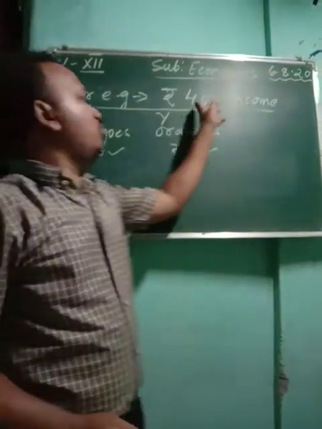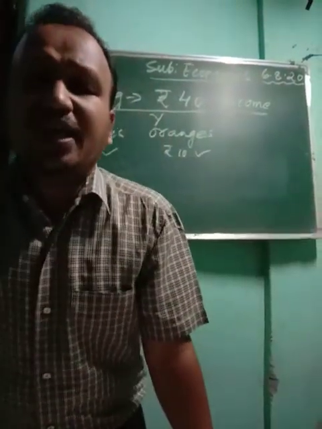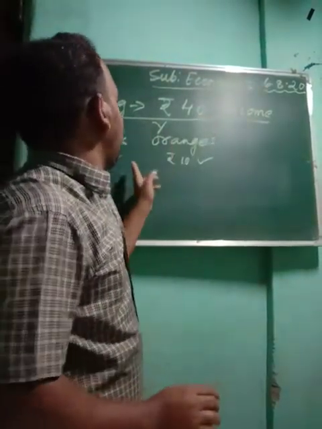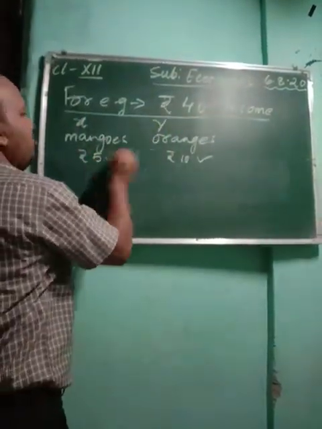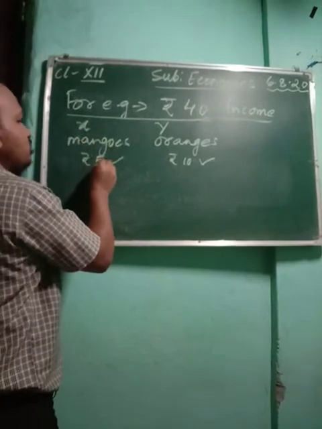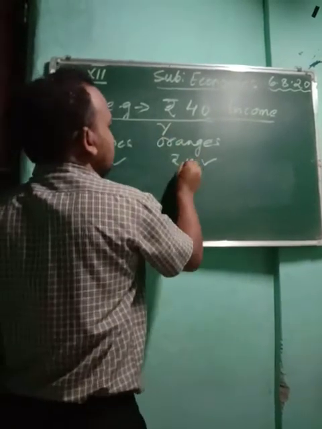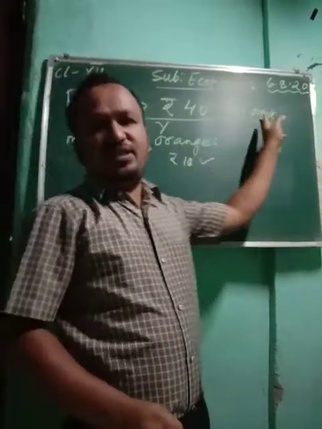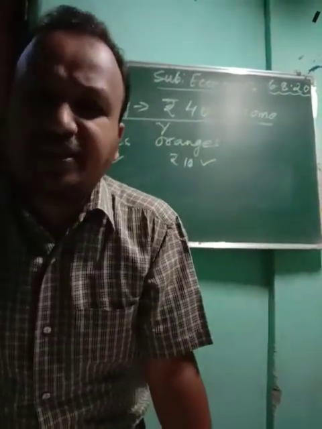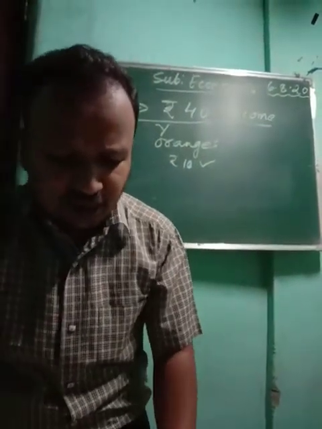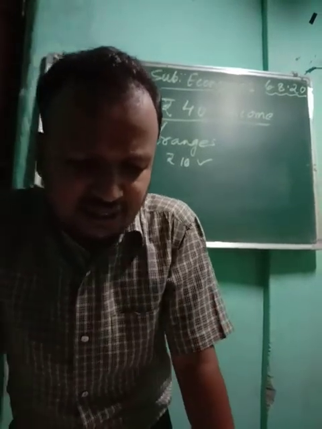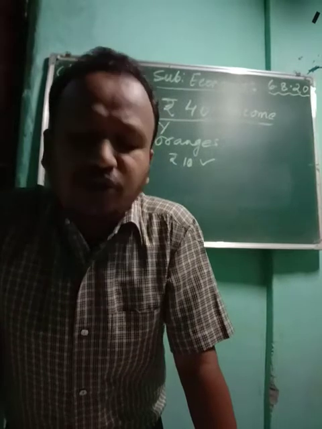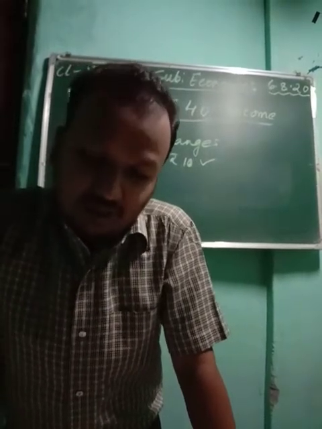Now what is the amount he has? He has 40 rupees, and he has to spend 40 rupees to buy both the commodities. Mango costs 5 rupees, orange costs 10 rupees. So he cannot spend more than this, and he cannot spend less than that. He has to spend in such a way that he gets marginal utility from both the commodities.